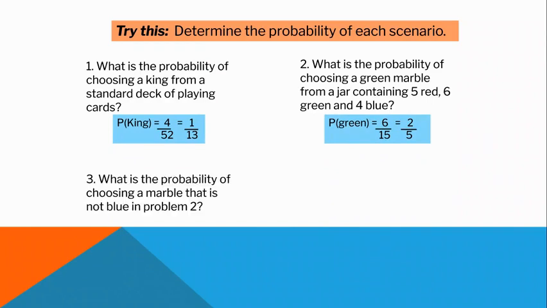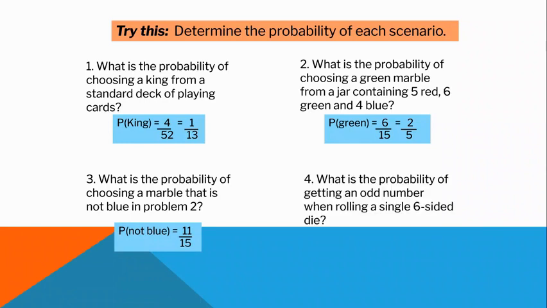What's the probability of choosing a marble that is not blue in problem number 2? So we look at problem number 2 and we notice that 9 of them are not blue. So 9 out of 15. Or maybe I should count again and say 11 of them are not blue. So 11 out of 15. Sorry about that. What's the probability of getting an odd number if you roll a single 6-sided die? Well, 1, 3, 5. So I think that's 3 out of 6. 1/2 is your probability.